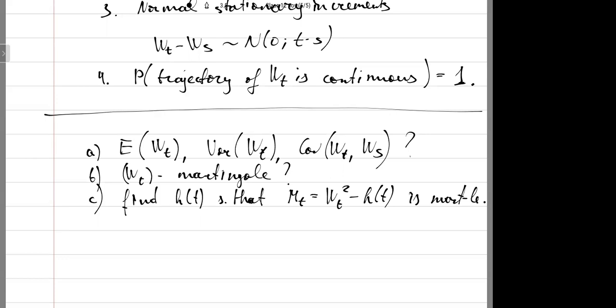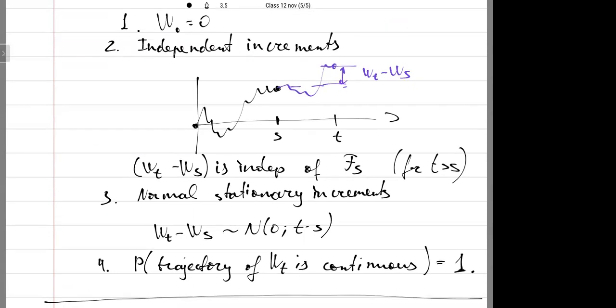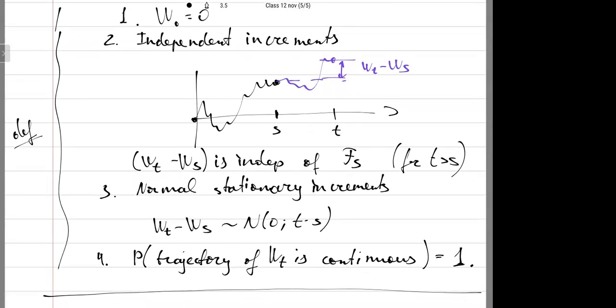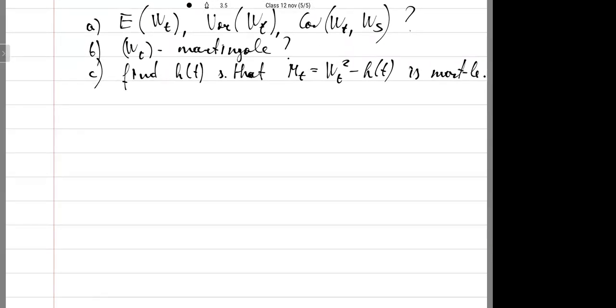Let's start. Once again, I have these 4 defining properties. These properties define Wiener process. And then let's check further properties. Okay, this is the definition. And let's move on and calculate something more.